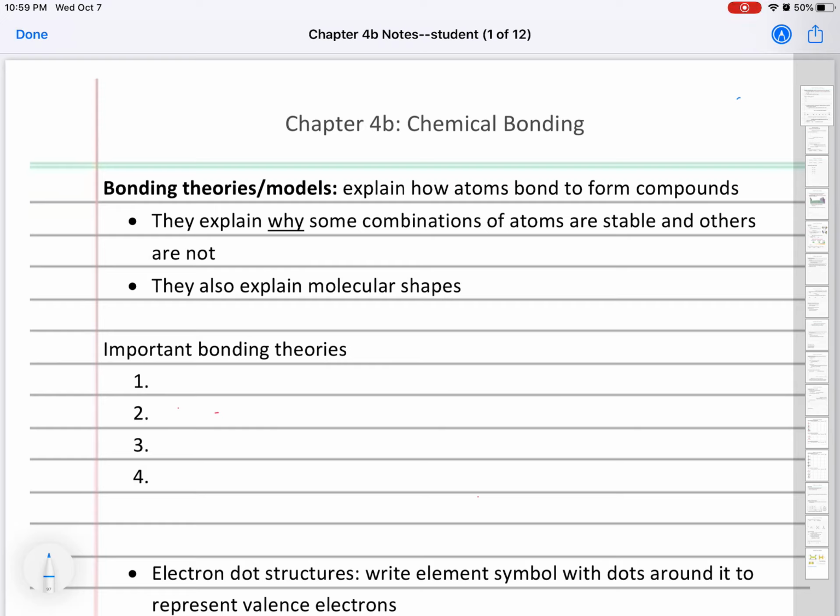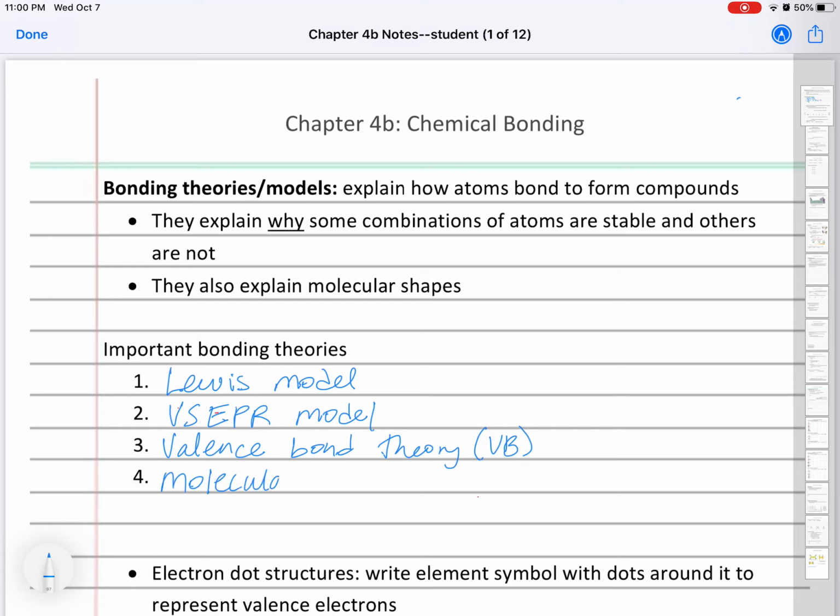And so there are various different bonding theories to help explain why atoms bond and how they bond. So the four different theories are the Lewis model, the VSEPR model, it's spelled V-S-E-P-R, but it's pronounced Vesper by chemists. The valence bond theory, and I'll just abbreviate that as VB, and then also the molecular orbital theory, or MO for short. Now, the Lewis model is the simplest, and the molecular orbital theory is the most complex, kind of similar to how we had the Bohr model of the atom as being the simple model, and then quantum mechanics being the more advanced model.